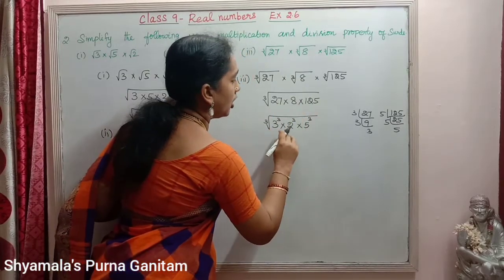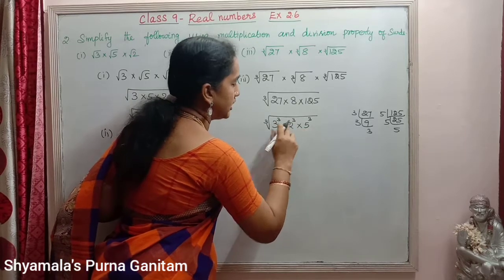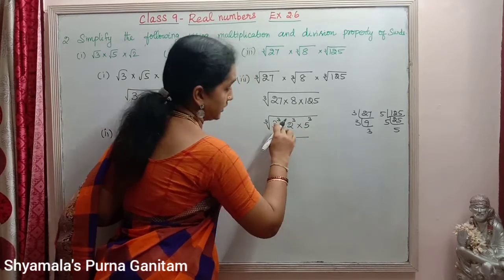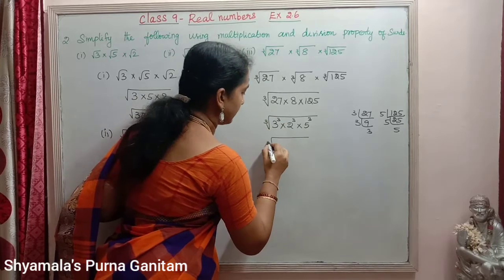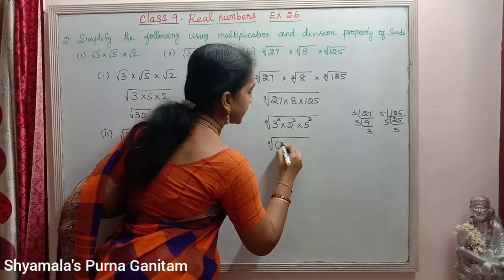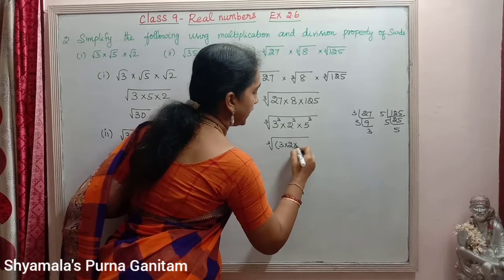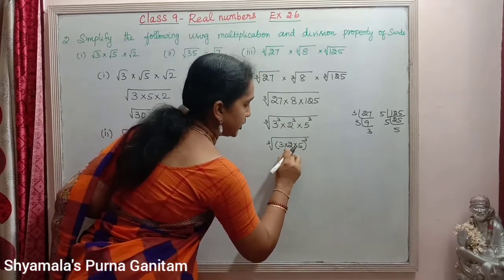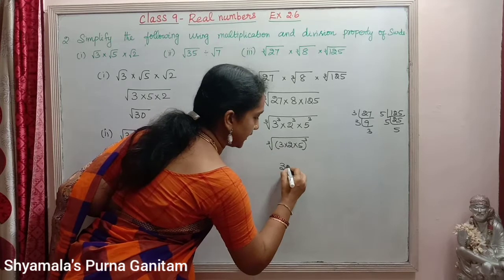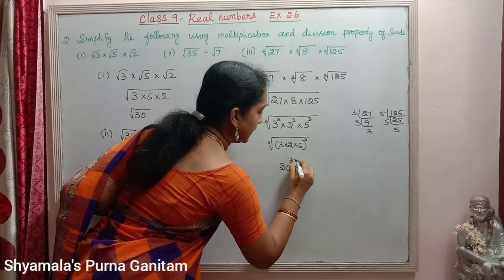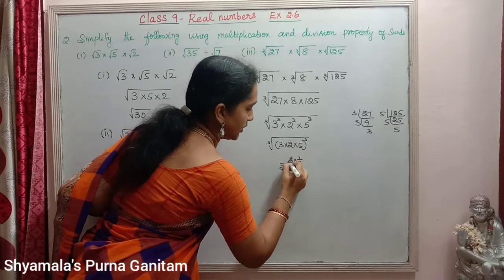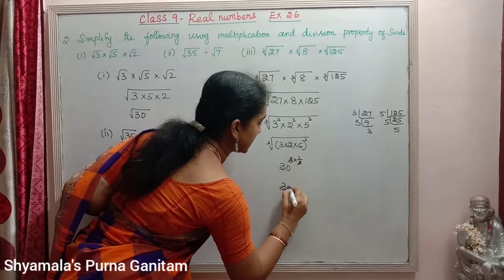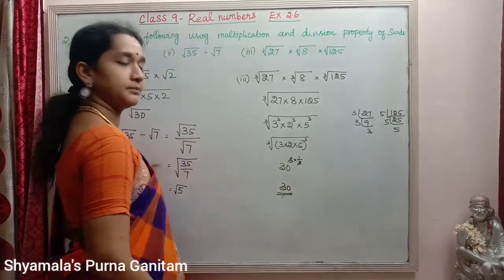Now all these three things have cubes, so this is cube root of 3 into 2 into 5 whole cube. So 5 2s are 10, 10 3s are 30, 3 into 1 by 3. When we cancel this, we get the answer for this as 30.